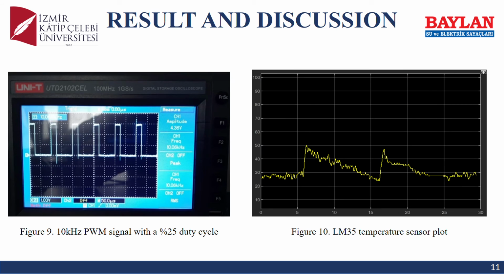For the results and discussion section, different scenarios were applied to test the design, DAQ card's functionality, and the Simulink library's operability. One of these scenarios tests the ADC input and PWM output with the related blocks in the MATLAB Simulink. The rotation speed of the DC motor connected to the L298 driver on the board is adjusted with PWM according to the temperature value evaluated from the ADC. In the left, there is a 10 kHz PWM signal with a 25 duty cycle, and in the right, LM35 temperature sensor plot.